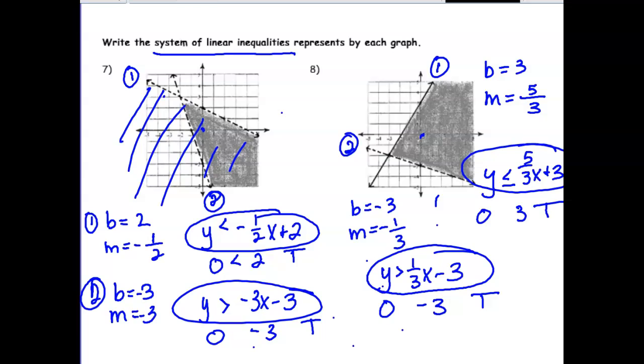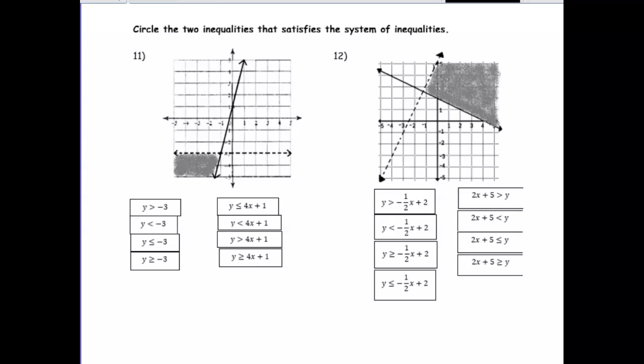So again, go ahead and do 9 and 10 on your own and then compare to the answer key. This would be a good point to break. And we'll look at 9 and 10 now, then 11 and 12.